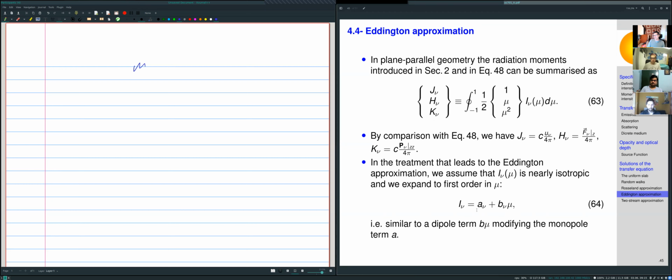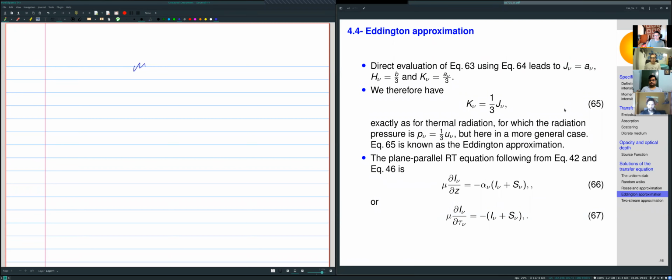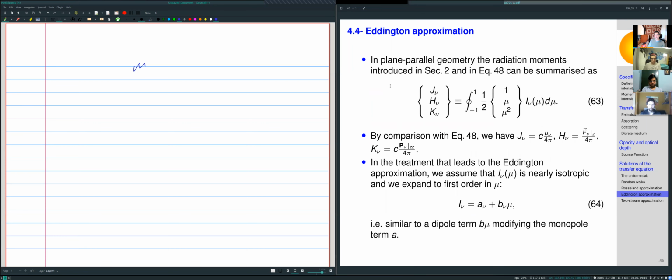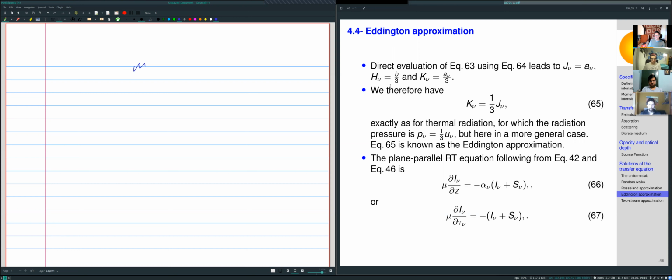So we plug this expansion into equation 63 for the moments, and we obtain that the moments are related to these coefficients. Okay. So I just realized that I'm missing a nu here. Maybe I'll fix it directly.